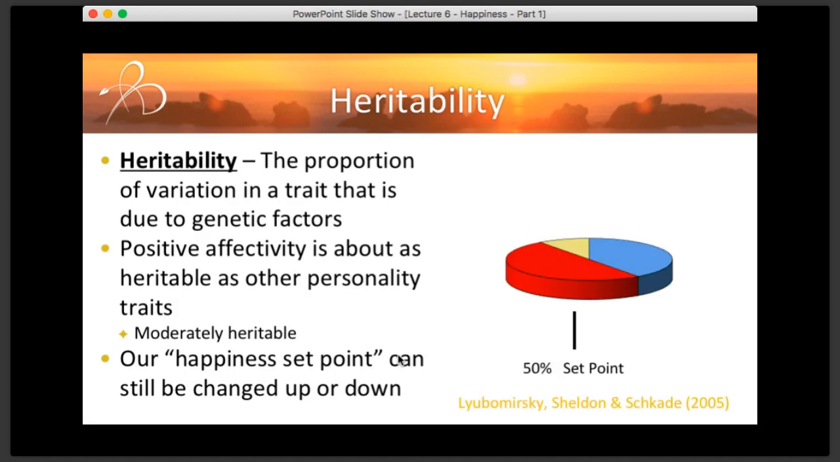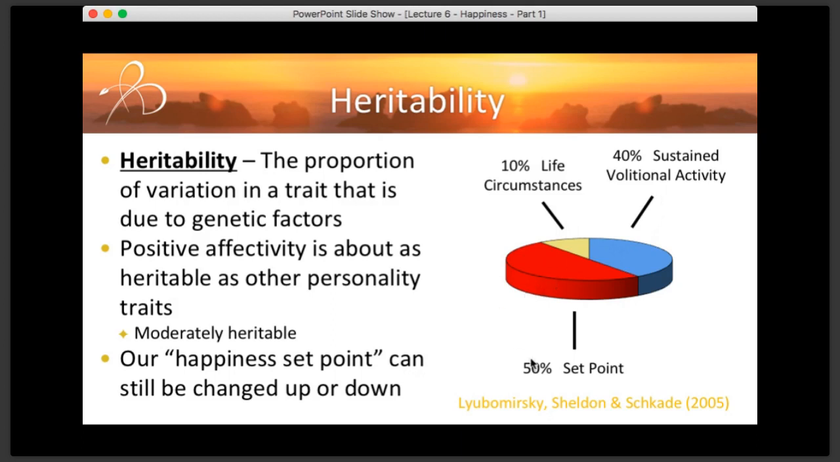So this old wheel here, Lyubomirsky, Sheldon, and Schkade, 2005, has generated a lot of arguments, a lot of debate. They say it's a very sketchy average at best. It does get us thinking about the three components here. Everyone agrees that life circumstances are low in terms of impacting our positive affectivity, that it's not our life circumstances that are the big drivers. It's our genetics and how we live our life.